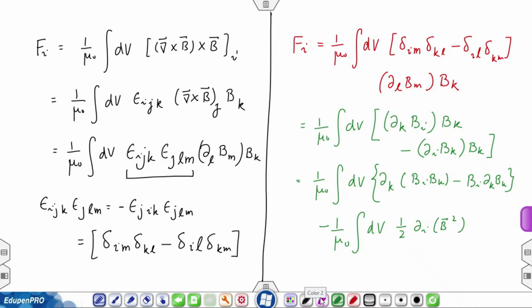Notice that this term, partial_k B_k, is nothing but divergence of B, and this is 0. Therefore, this term is going to drop out.